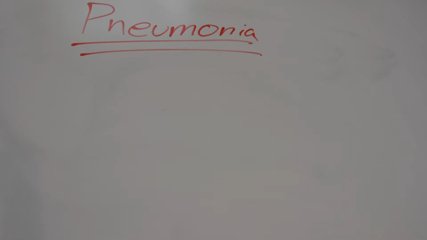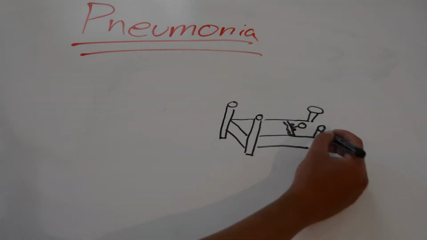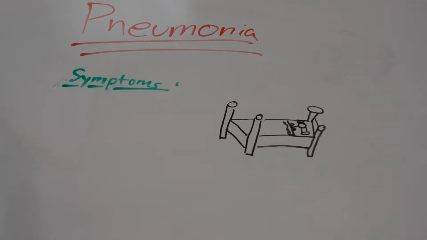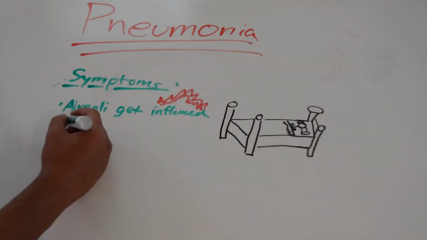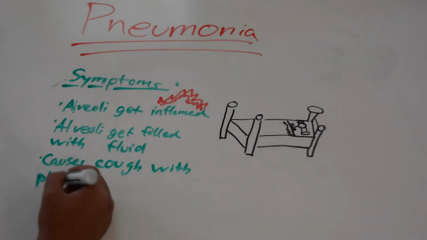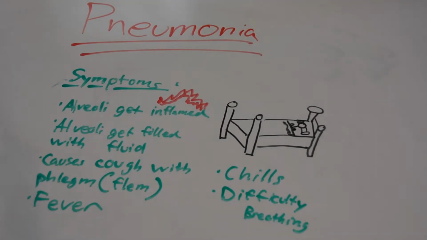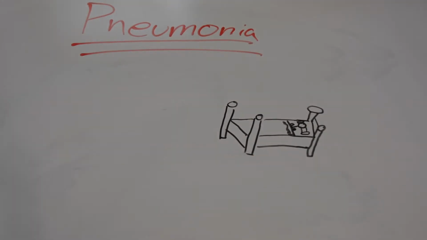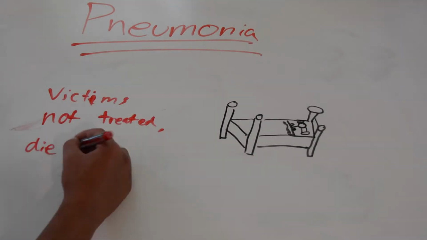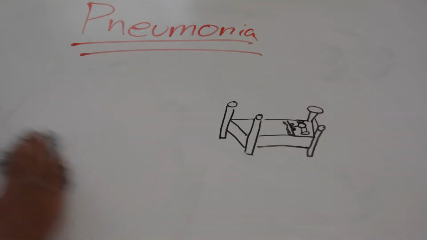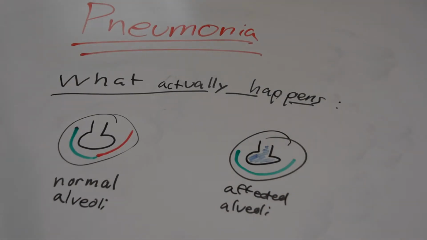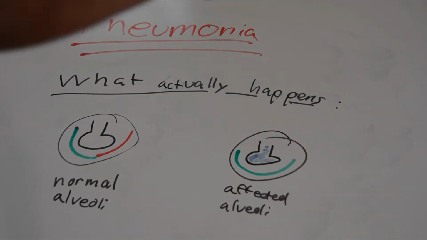Pneumonia is an infection that inflames the air sacs, or alveoli, in one or both lungs. The air sacs may fill with fluid, causing cough with phlegm, fever, chills, and difficulty breathing. Victims of pneumonia usually die from drowning due to the high amount of liquid in the alveoli. A wide range of organisms can cause pneumonia, from viruses to fungi.